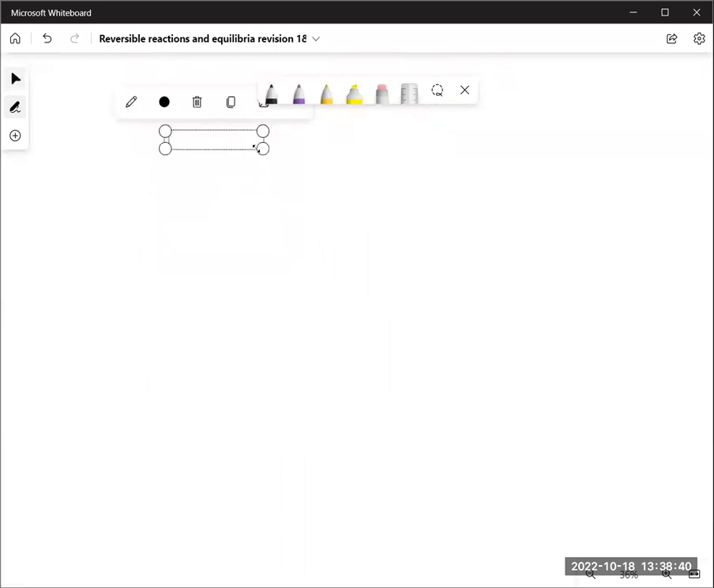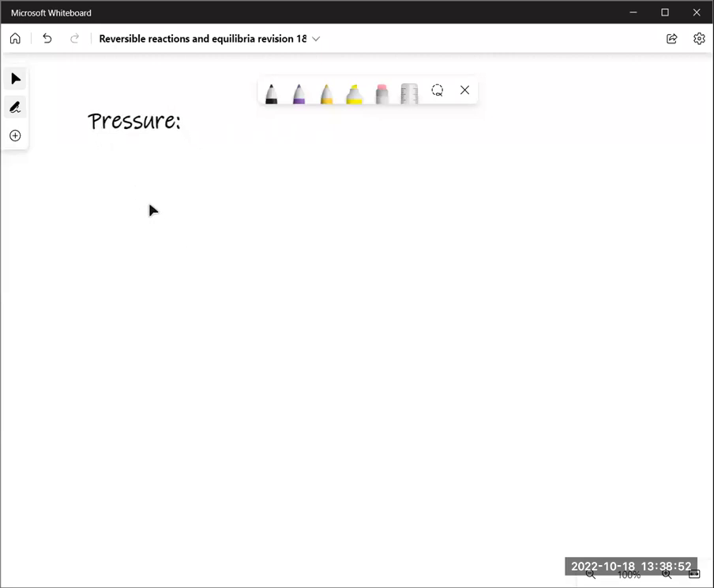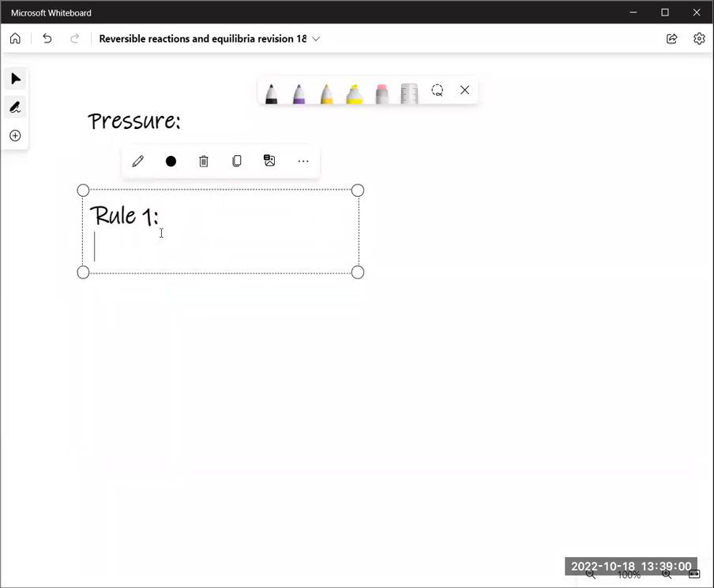Fine. The next thing we look at is called pressure. It's quite easy. We have done concentration, yes? Yeah, that was the first thing. We did temperature. Now we look at pressure. Rule 1. Write the rules. There's only one rule actually. There's no other rule.